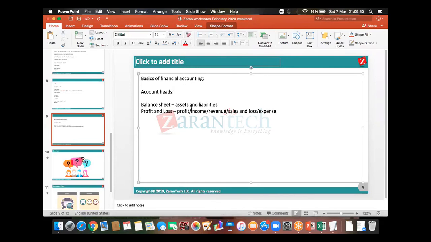Now, let us discuss the very first one. Under the balance sheet, assets is the very first one. What do you mean by assets? Assets means the property that your company holds. Liabilities means I am liable to make the payment. I got some loan, I took money, so that means I'm liable to pay. That is a liability.